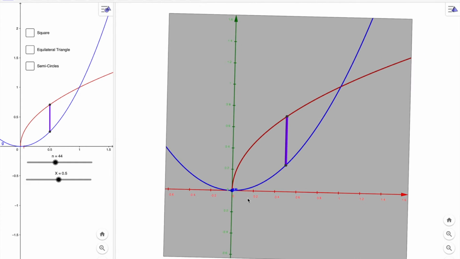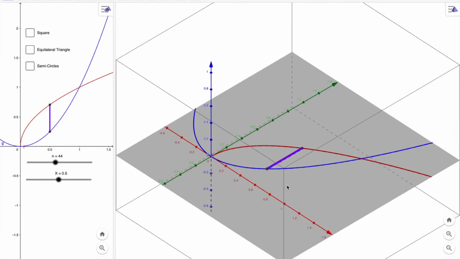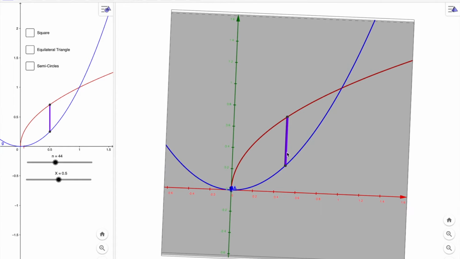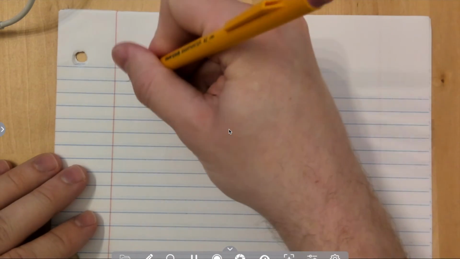And the key here to integrating all these is that if you want to integrate any of these shapes, if you want to find the total volume, you need to integrate area. So we need to start wondering, what is the area between these two curves? So, let's look at squares.